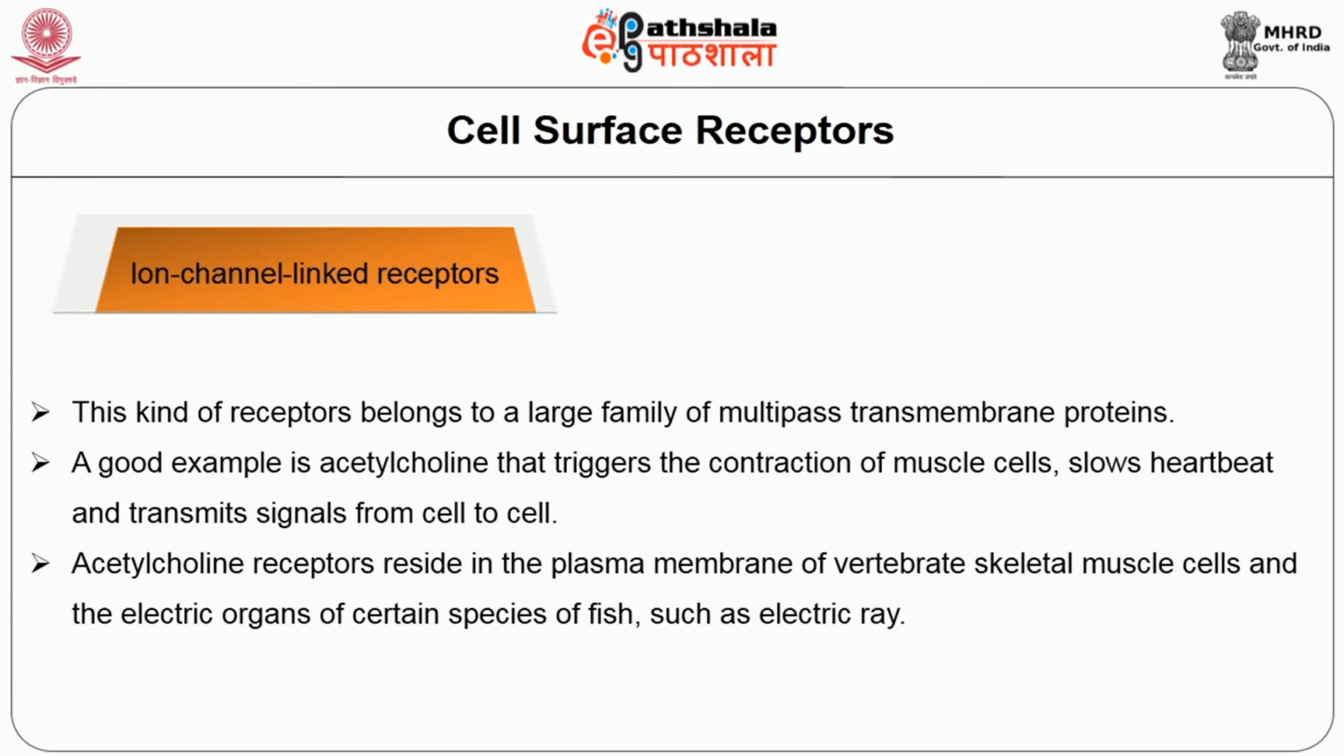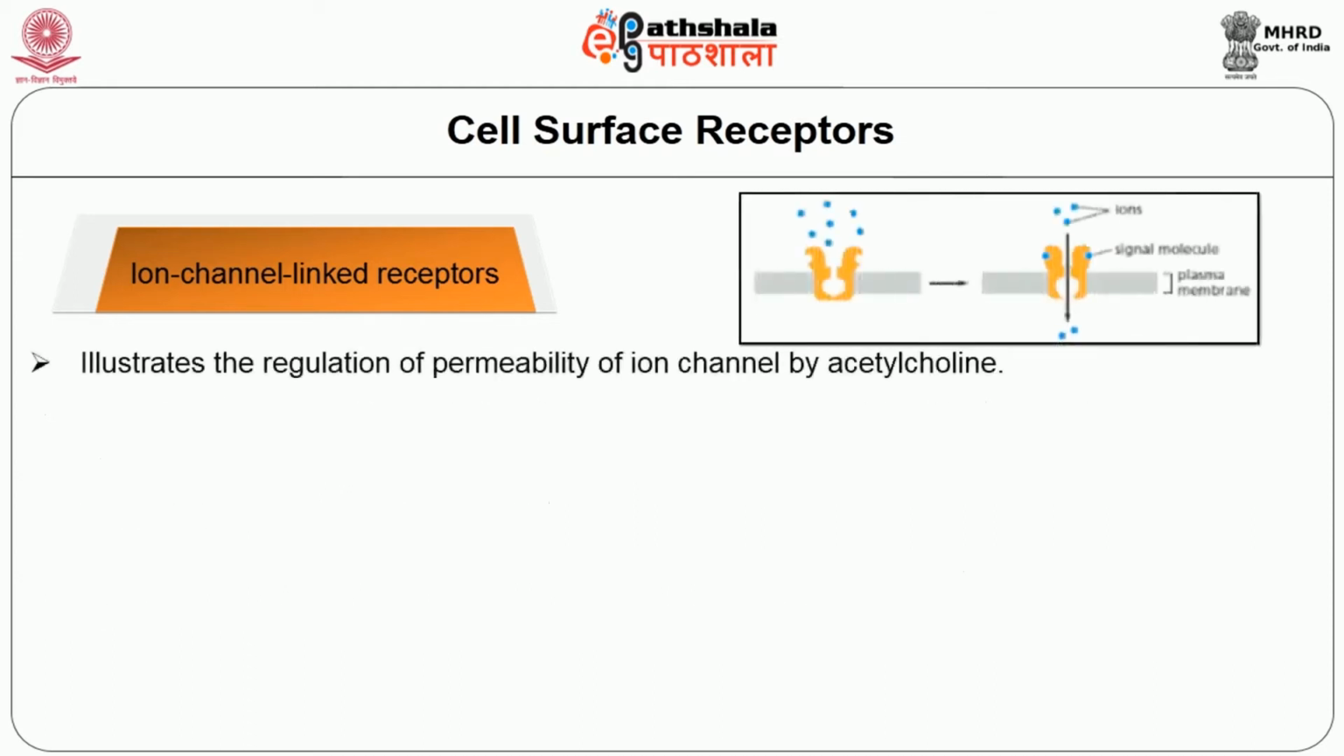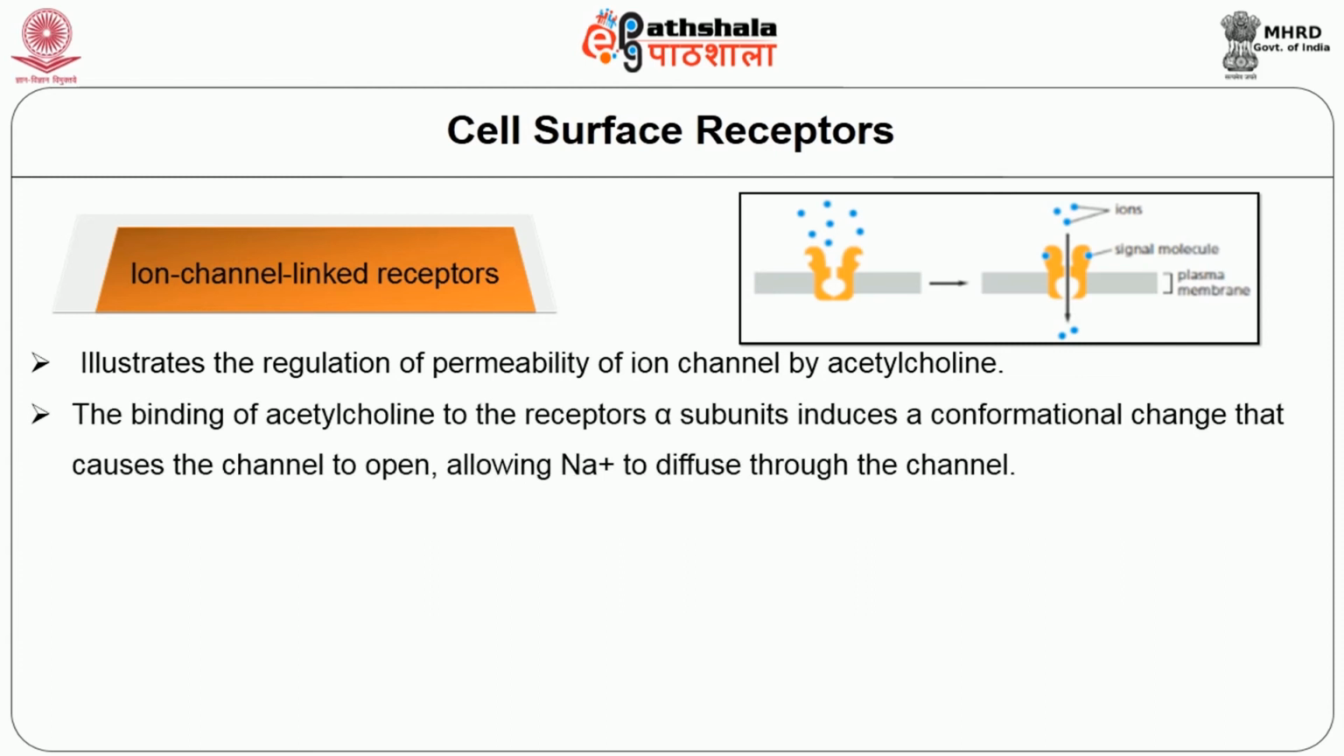Acetylcholine receptors reside in the plasma membrane of vertebrate skeletal muscle cells and the electric organs of certain species of fish such as the electric ray. The figure illustrates the regulation of permeability of the ion channel by acetylcholine. The binding of acetylcholine to the receptor's alpha subunit induces a conformational change that causes the channel to open, allowing the sodium ion to diffuse through the channel.